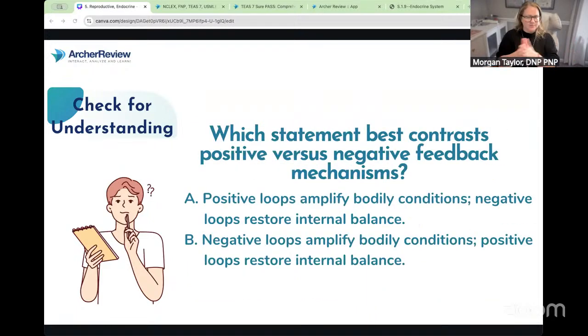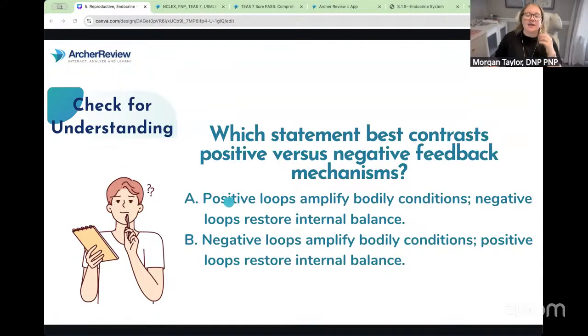Okay. Last knowledge check. Shake it off. We're almost done. What statement best contrasts positive versus negative feedback loops? Hmm. I don't know why we only have two things here. You got 50-50. It's true or false. Good.